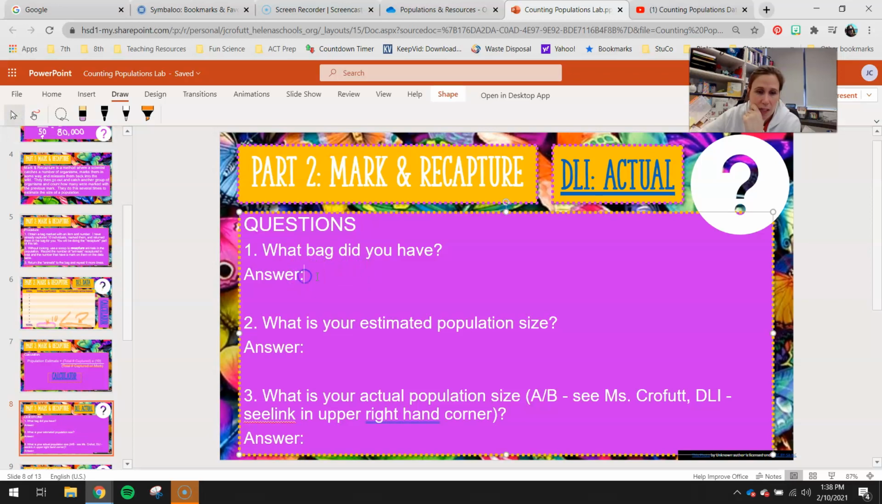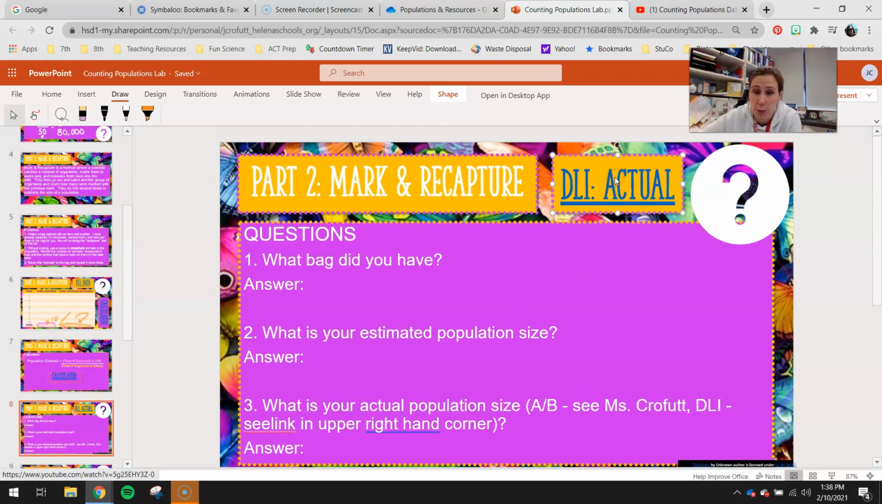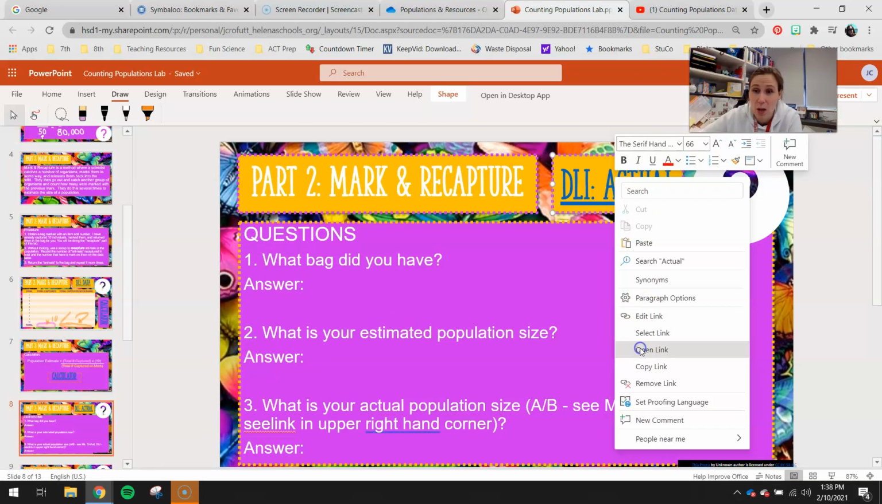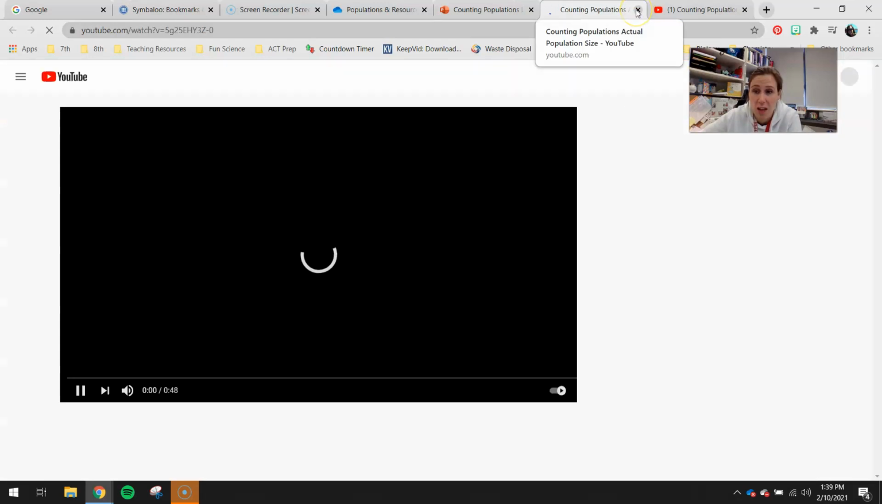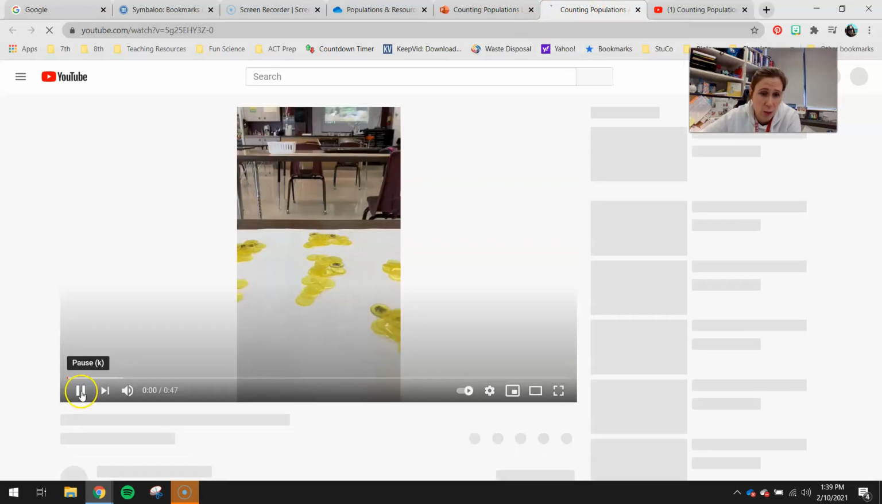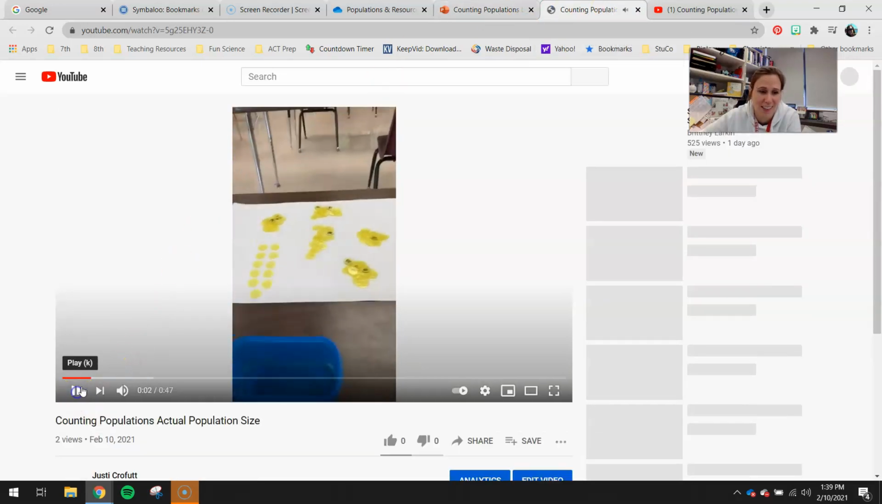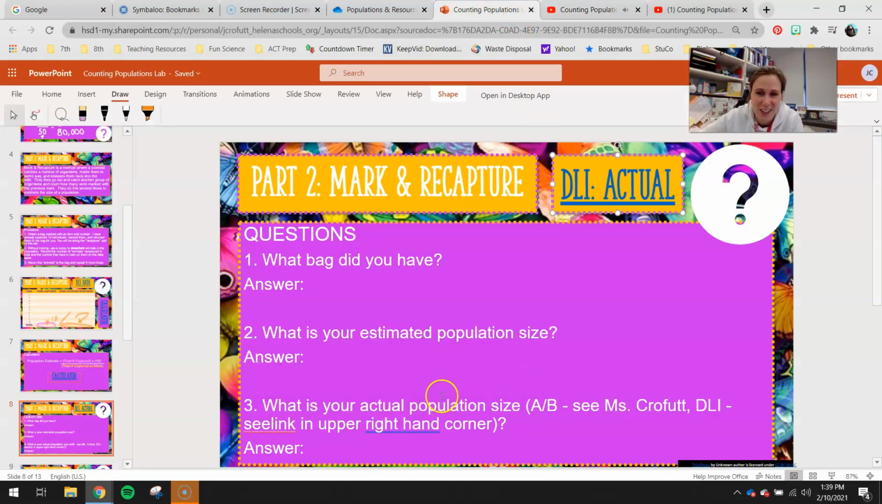You can go ahead and tell me what bag you had. In this case, you will have the tokens, the little yellow tokens, and it was number 3. So write on there tokens number 3. What was your estimated population size? You just calculated that, so tell me what you calculated. And then finally, what's your actual? You will right-click this link, open that link, and watch the video. It's not very long, about a minute, maybe less, maybe 45 seconds. And that will tell you what my actual population count is. I grouped them for you to count easily. That's going to be your actual right there.